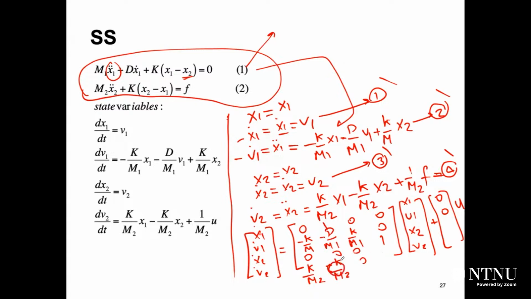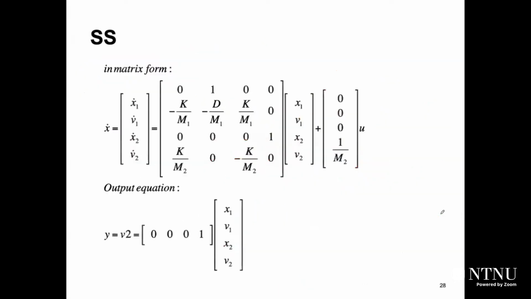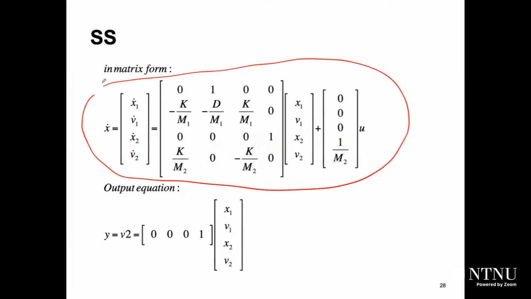Sorry, this one is 0, this one is minus K divided by M2, this one will be 0. Just put it in the order: this one is 1 divided by M2, and here we have 0. So this will be the matrix in the state equation. We call it the state equation. This is the most important one.